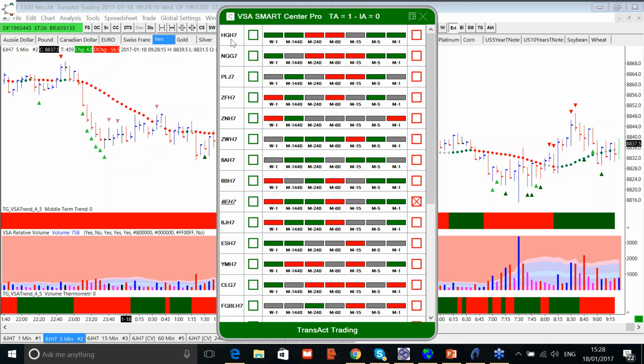Now, you can see all of the symbols. I'm not going to go through every single one because it's a waste of time. If you're not a futures trader, just know that these are all different symbols. The 6A, for instance, is the Aussie dollar. The British pound is 6B.